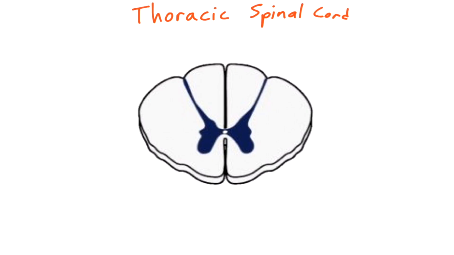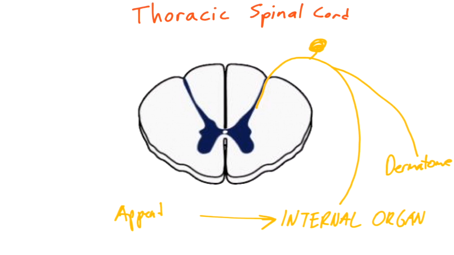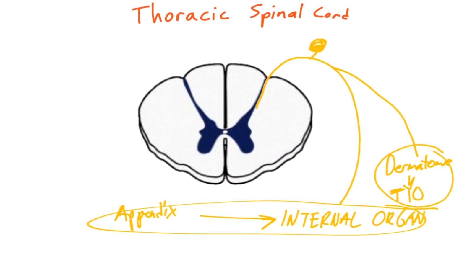So here's a cross-section of the thoracic spinal cord. So sensation from an internal organ, it will enter at the spinal cord through the dorsal root. Of course, that will be the dorsal root ganglion. But the pain is actually manifest as though the sensation was coming from the dermatomal region. So if we say that this internal organ is the appendix, then the dermatomal region will be T10, or the navel region. So there's a problem with the internal organ, but they feel the pain in the dermatome.